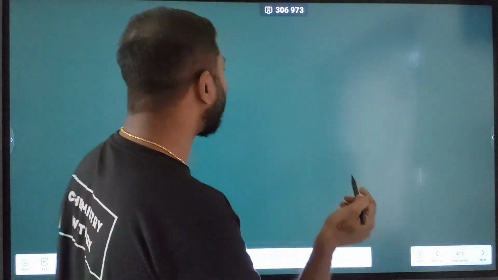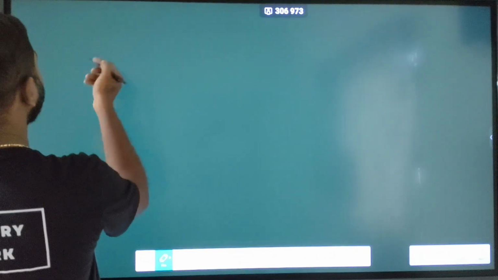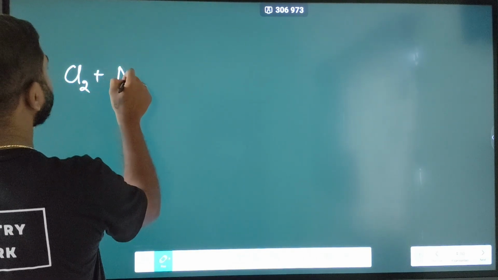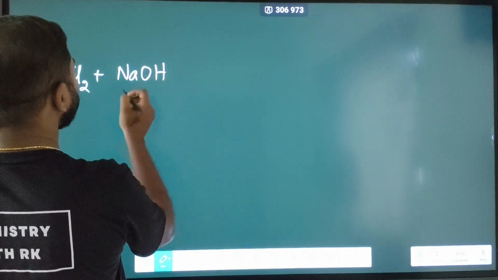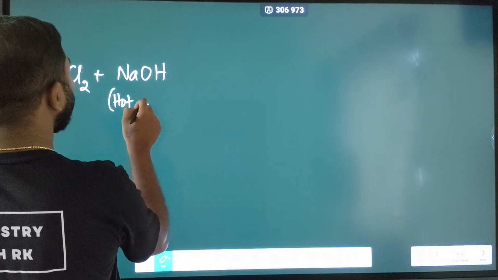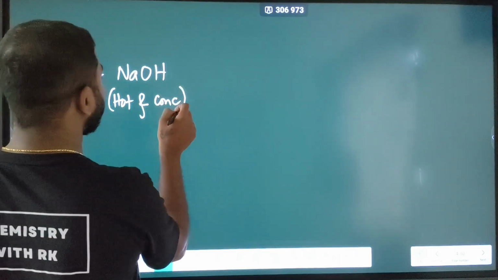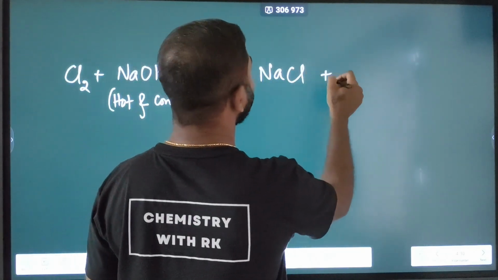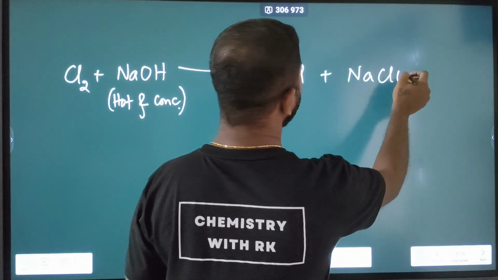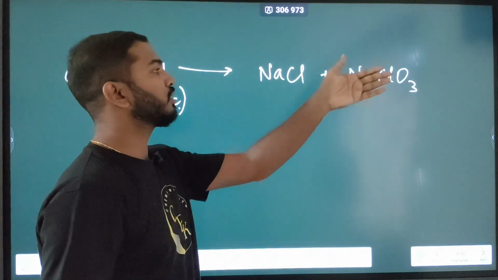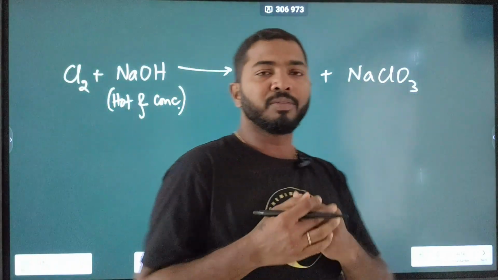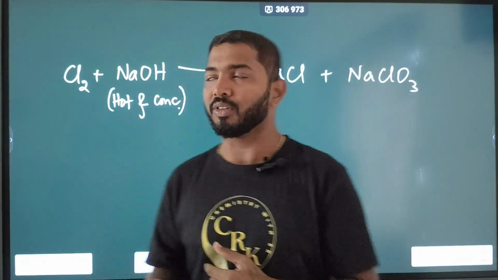And then let me give you one more example here, that is chlorine reacting with NaOH. Let us take hot and concentrated condition. This is the equation I have just taken, that is NaCl, and then we will get NaClO3, sodium chloride and sodium chlorate. And then first what we need to do is calculate the oxidation numbers, right?